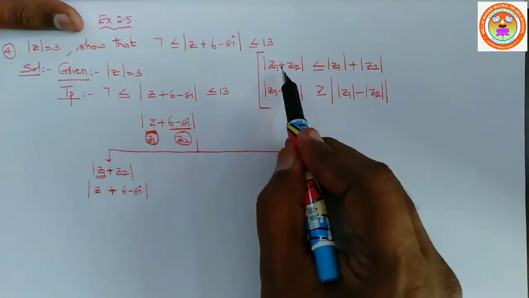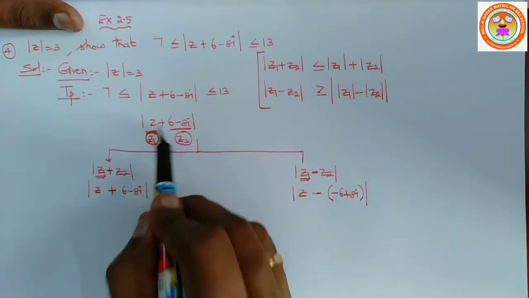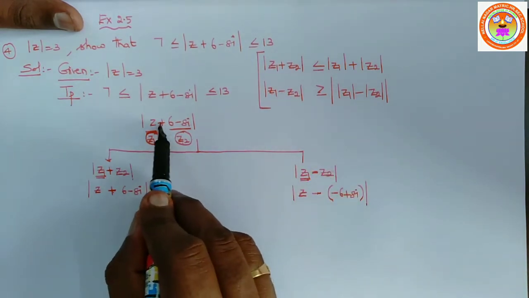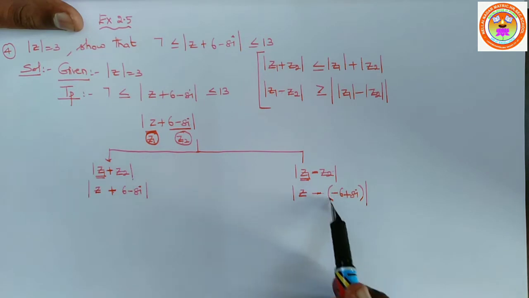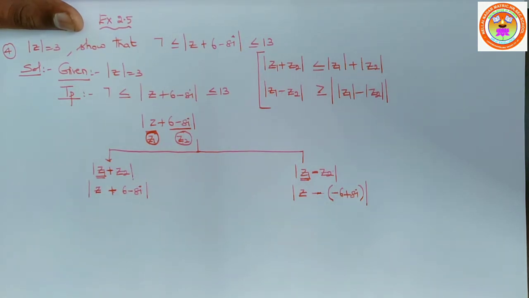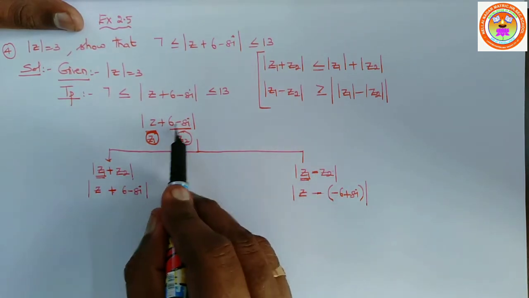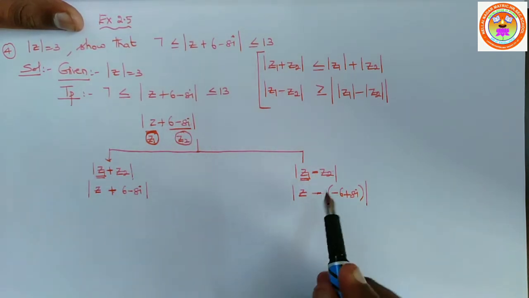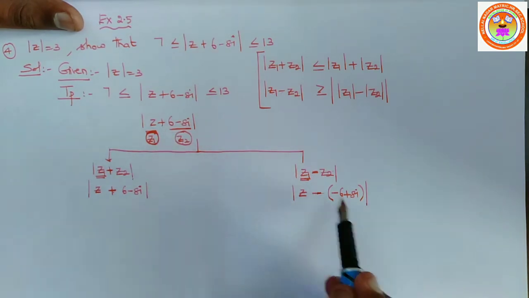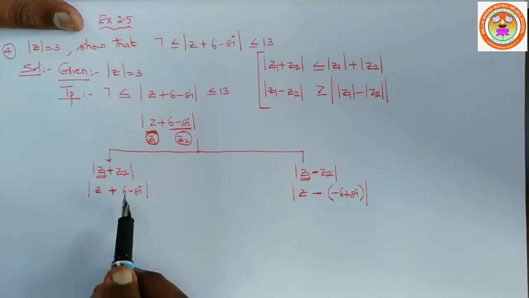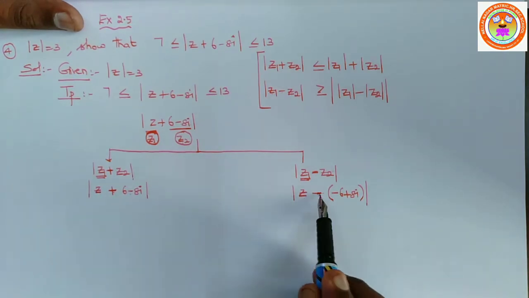In the first formula plus is present, here plus is present. In the second formula minus is present, but minus is not present here. If we take minus outside, then it becomes minus 6 plus 8i. Taking minus outside from 6 minus 8i, plus 6 becomes minus 6 and minus 8i becomes plus 8i. Now see, this is z1 plus z2 and this is z1 minus z2.